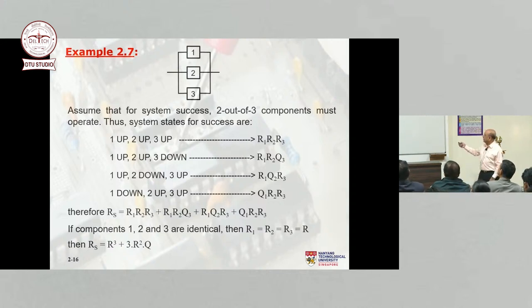So in this case, now I have assumed that all these 3 components are identical, then R1, R2, R3 is all R. Therefore, Rs will become R cube plus R square Q plus R square Q plus R square Q. So 3 times R square Q. Clear?